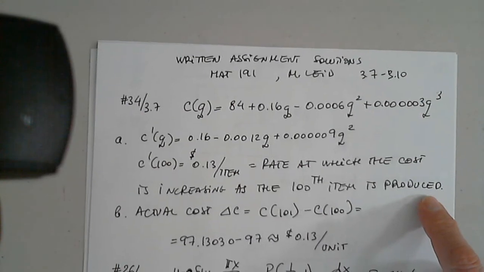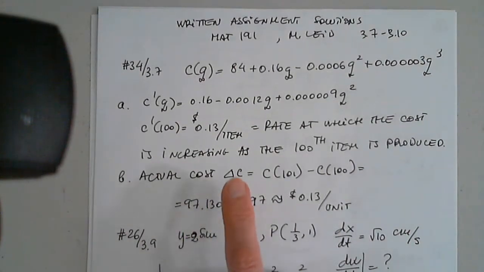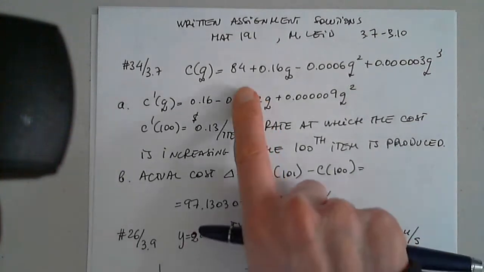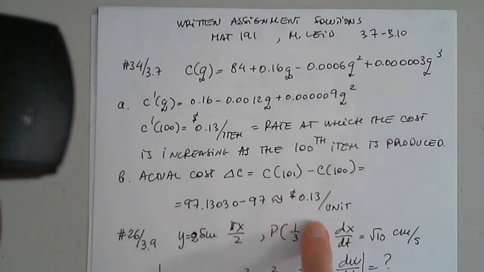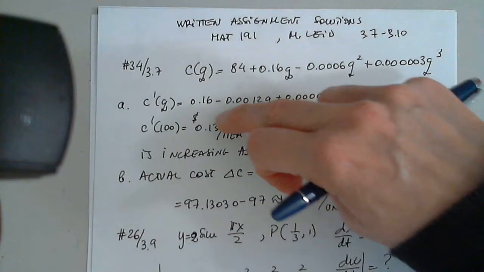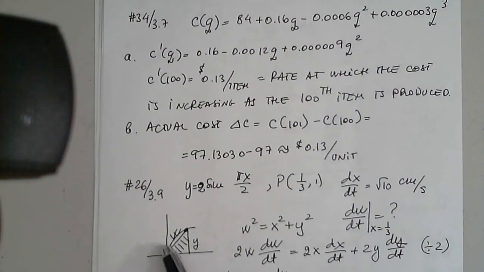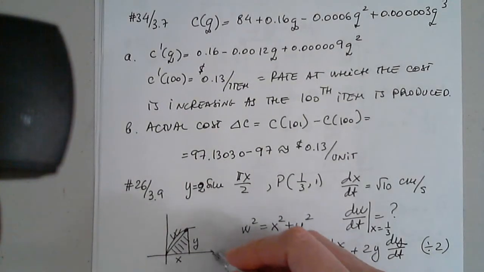is produced. The actual cost is delta C, C of 101 minus C of 100. I plugged this in the original function and I got this. And you see how close, in this case, very, very close. This was a particle moving on such a curve.